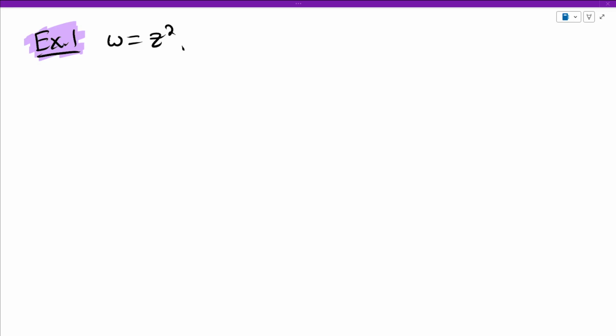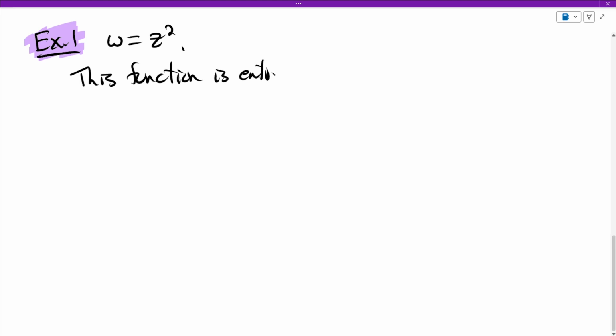Okay, so in our first example, we're going to produce some examples of harmonic functions using the fact that we know certain functions are analytic. And so the function we're going to start with here is z squared. Z squared is entire.